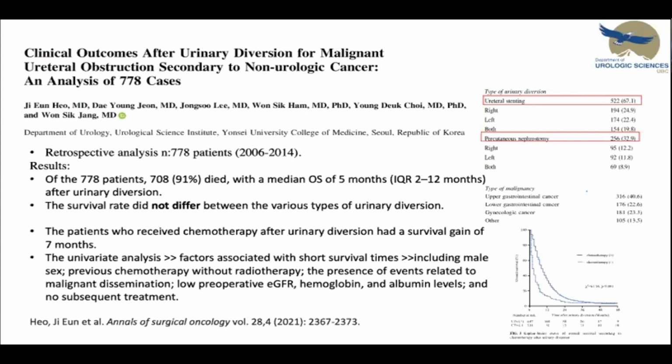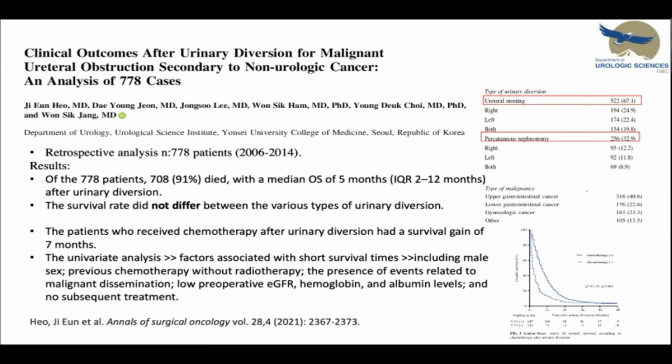This study was done by Hwang and colleagues in Seoul, Korea. The study retrospectively reviewed patients with non-urologic malignancy who underwent ureteral stenting or percutaneous nephrostomy for ureteral obstructions between 2006 and 2014. Of the 778 patients who underwent urinary diversion, we see here that 67.1% underwent ureteral stenting, while 32.9% underwent percutaneous nephrostomy tube insertion.